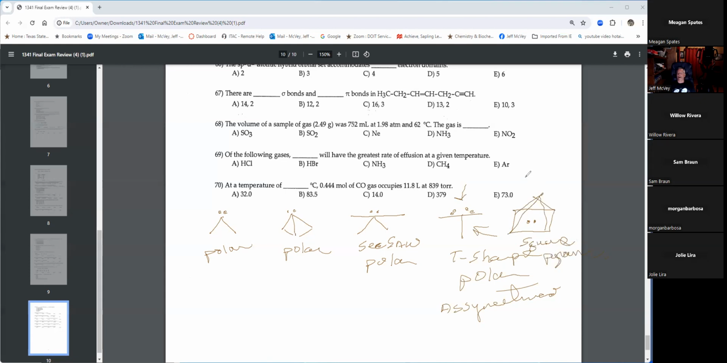That with polar bonds is polar. So any asymmetrical geometry, let's take a look at one of the most polar molecules around, guys.